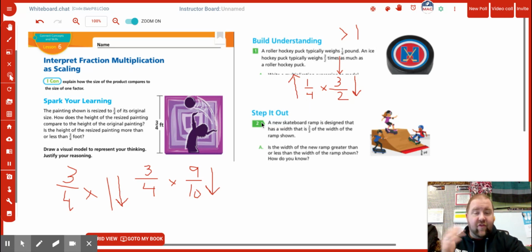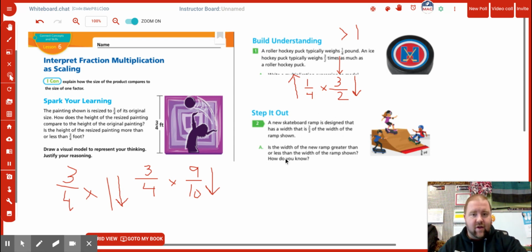So you have to think of it as what you are multiplying a specific number by. If I'm comparing it to the 1/4, it's going to be greater than 1/4 because we are multiplying it by a number that's bigger than 1. And if I'm comparing to 3/2, it's going to be less than 3/2 because I'm multiplying 3/2 by a number that's less than 1.